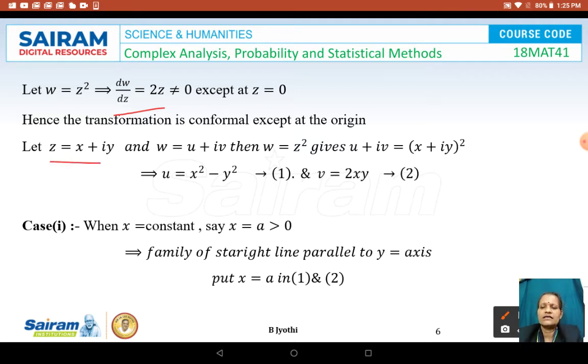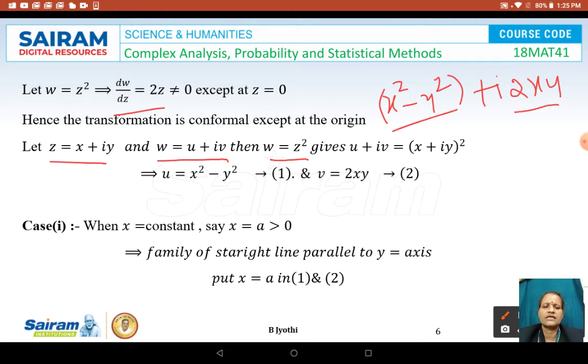Let us consider z is equal to x plus iy and w is equal to u plus iv. Then w is equal to z square gives u plus iv is equal to (x plus iy) the whole square. When I do the square of this, it will be x square minus y square plus i into 2xy. Therefore, this is the real part and this is the imaginary part. Hence, u is equal to x square minus y square and v is equal to 2xy. Call these equation numbers 1 and 2 respectively.